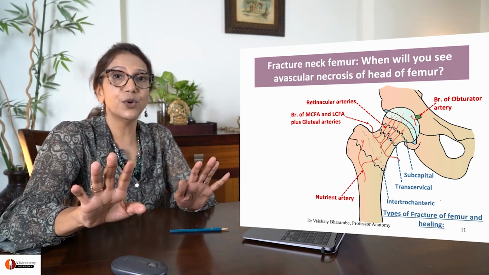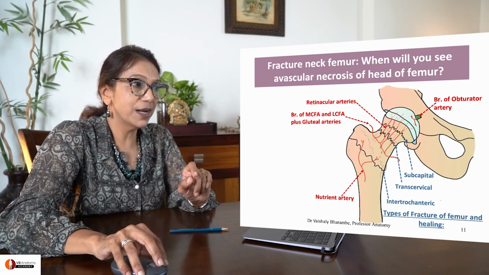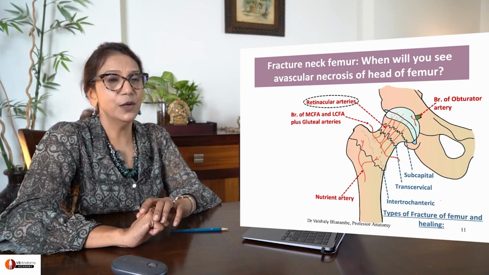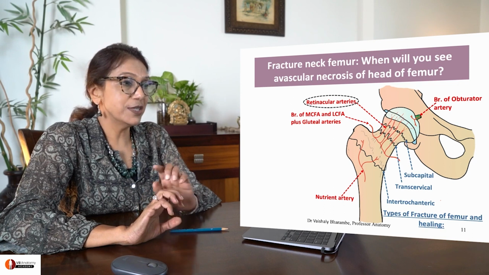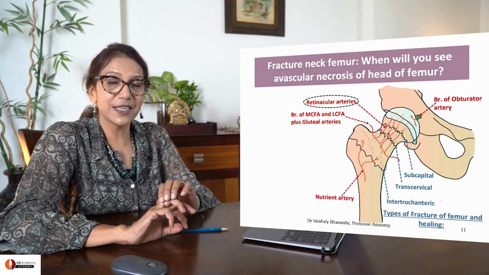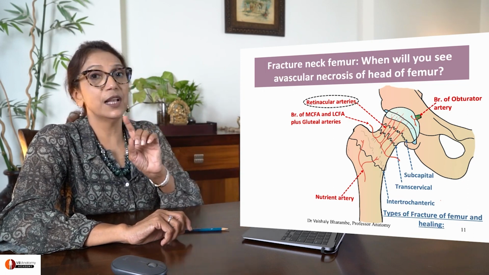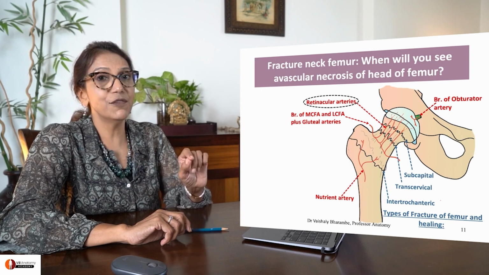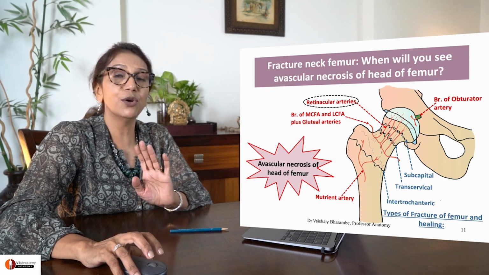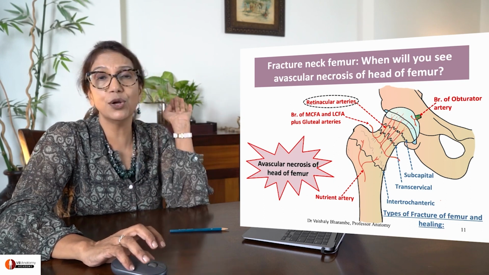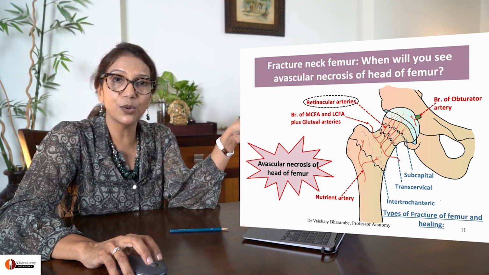Now I have a question for all of you. Observe the diagram and tell me in which fractures are the retinacular arteries damaged. Look at it, come on. So, the retinacular arteries are damaged in subcapital and transcervical fractures. That means if this is where the femur is fractured, retinacular arteries are cut. And therefore, you have to have some kind of intervention. You cannot have natural healing of this fracture because head of femur has lost its blood supply and is therefore now going to go into avascular necrosis.